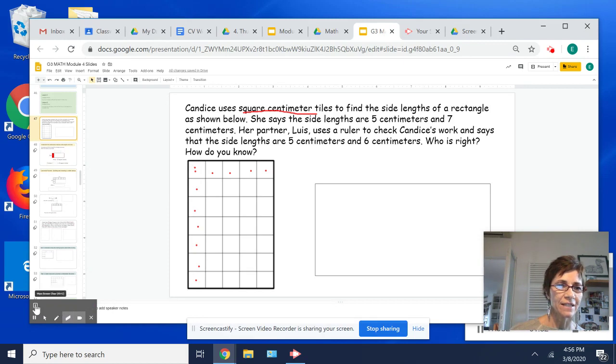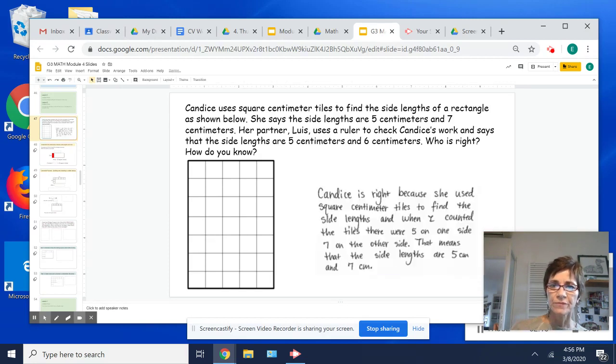Okay, go ahead and figure out the area. If you figured out that the area is 35 square centimeters, you are correct. Candice is right because she used square centimeter tiles to find the side lengths. And when I counted, the tiles were 5 on one side, 7 on the other side. That means that the side lengths are 5 centimeters and 7 centimeters, and the area is 35 square centimeters. Remember that when we're talking about area, it's always square units. In this case, it's square centimeters.